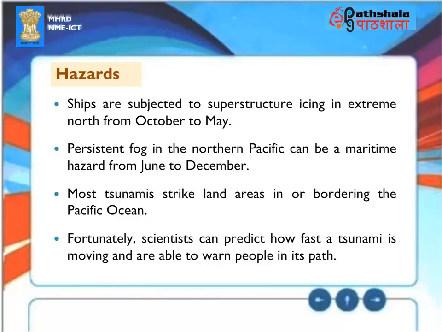Persistent fog in the northern Pacific can be a maritime hazard from June to December. Most tsunamis strike land areas bordering the Pacific Ocean. Fortunately, scientists can predict how fast a tsunami is moving and are able to warn people in its path.